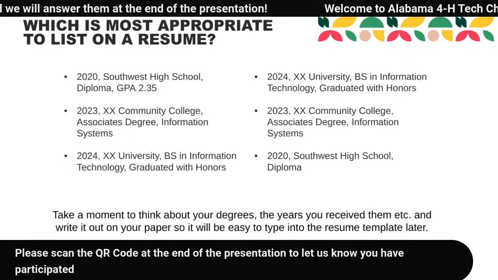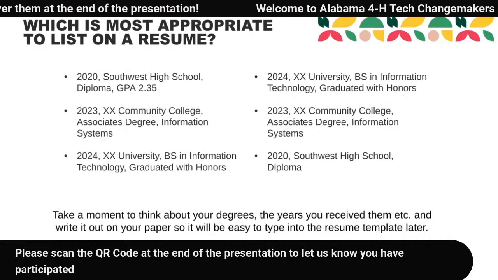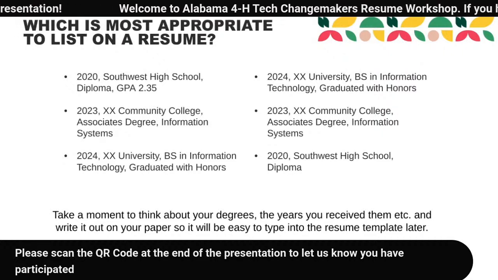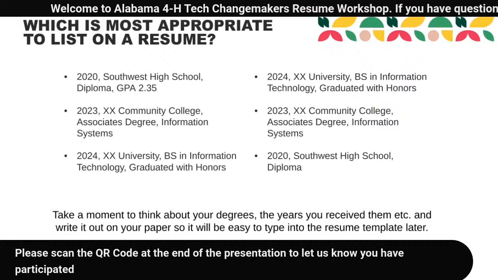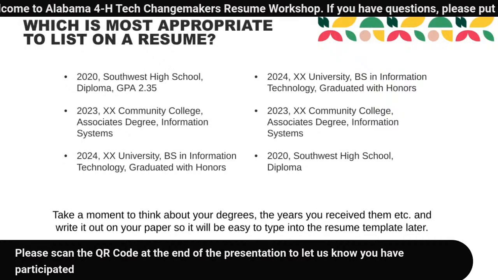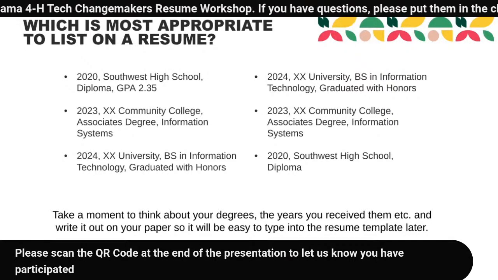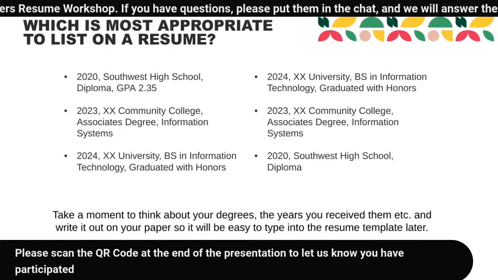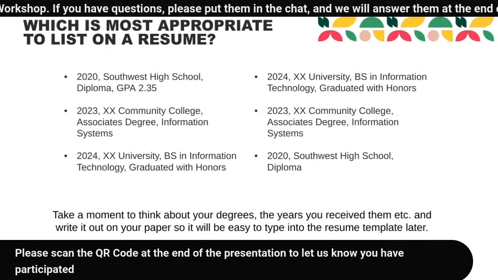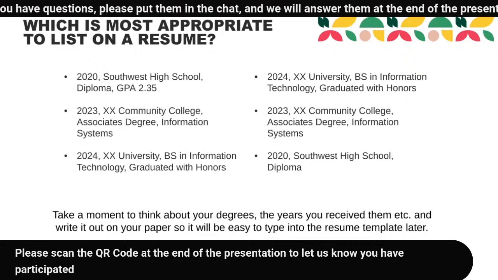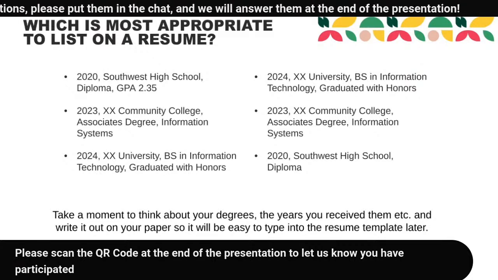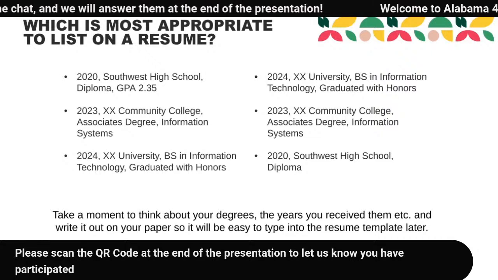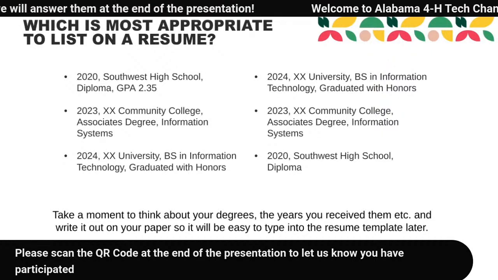All right, yes. So you really should not use a GPA if it is under 3.0. The one that is wrong is the 2020 Southwest High School Diploma, GPA 2.35, because with it being 2.35, it looks very weak. The employer is going to look at that and think, this person didn't really do that good in school. How are we supposed to trust that?